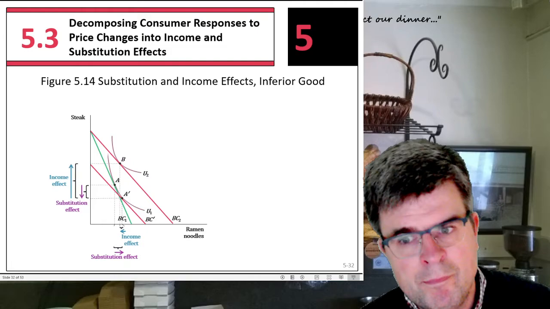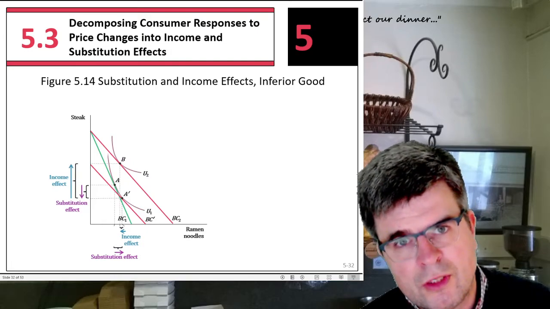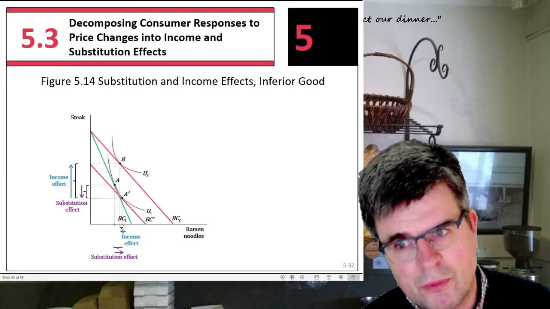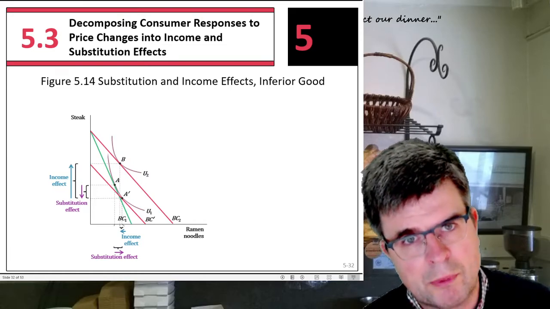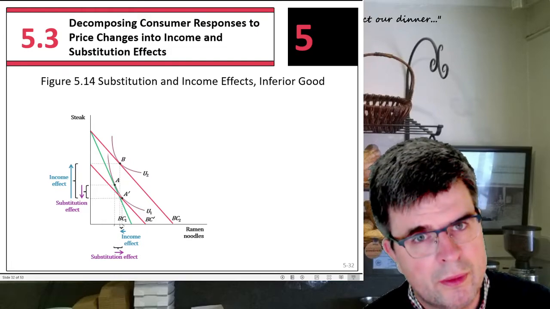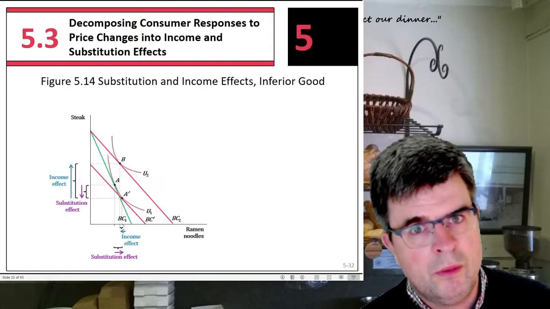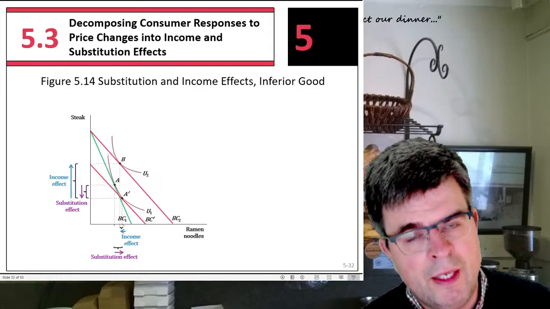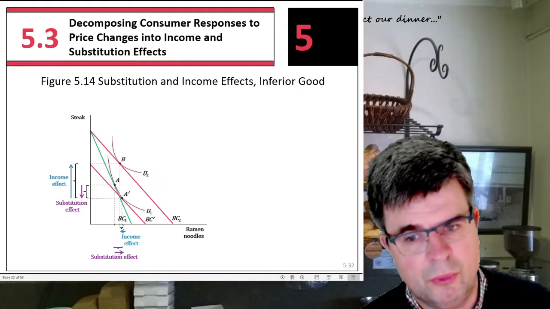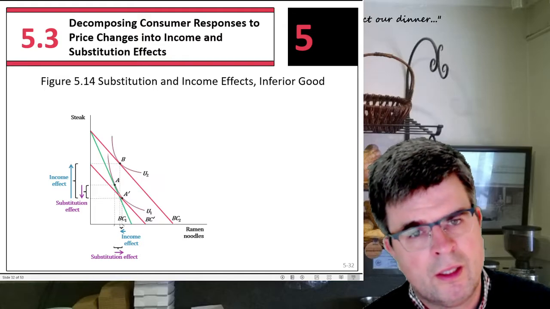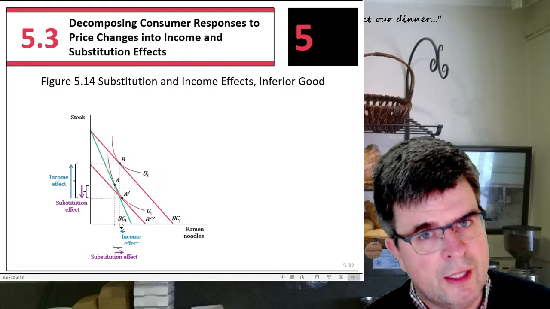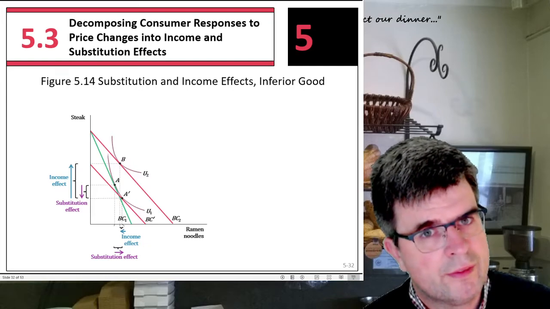And as you can see, consumption bundle B contains less noodles than consumption bundle A prime, whereas it contains more steak than bundle A prime. So what happened is that because of the increase in purchasing power, the income effect, and noodles being an inferior good, the income effect on the consumption of noodles is negative. We consume less noodles. However, because the substitution effect for noodles is larger than the negative income effect, the total effect is still positive.